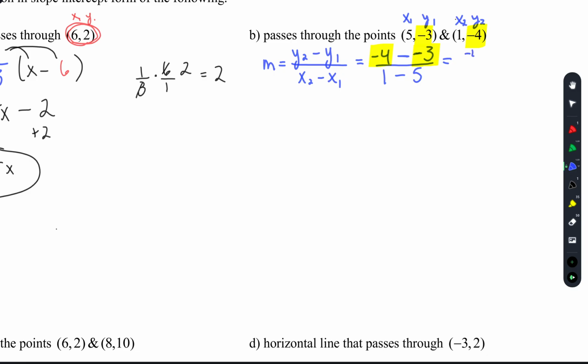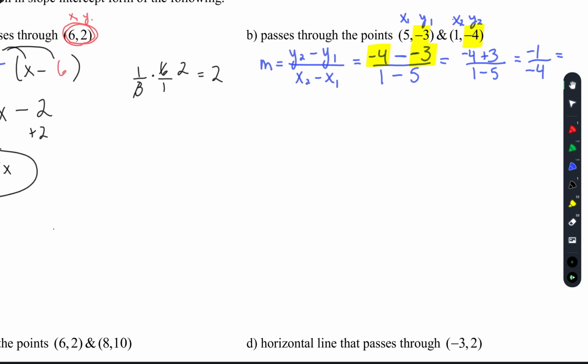Just to be certain, I'll write this as +3. Just because it makes me feel better. So what I get is -1 over -4. So if I have a negative divided by a negative, oh geez, I'm running out of room here. That's going to be a positive. So this one's a lot more work because you have to find the slope first. And especially if it's a fraction, you're like, oh my God. Okay.